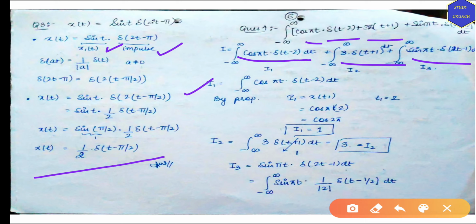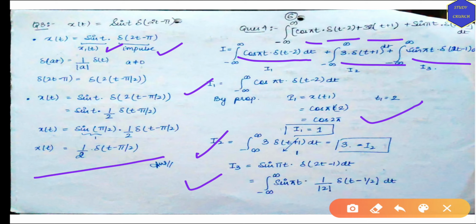Solving for the first, this is the property. On solving by the property, I1 is equal to x of t1. So we have cos pi of 2, so it is 1, as cos 2 pi is equal to 1. Now I2 is equal to 3 of delta t plus 1 dt. We know that delta t plus 1 is 1. So I2 is equal to 3.